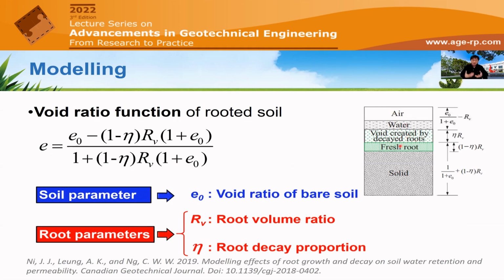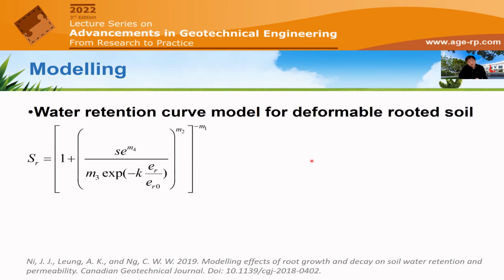Okay, so we are hypothesizing the root effect is physical and ignore the biochemical effects like the exudate or the mucilage released from the root tip. So this is a physical model which considers the root occupation in the soil pore space. And we do have another parameter called eta here to describe the root decay, depending on the proportion in the soil. So with these 2 parameters, we can predict or estimate the void ratio of rooted soil, considering the root decay or root growth. Okay, so this is the definition of the root volume ratio, which I used in the first part of my talk. And what we are concerned about is the water retention curve.